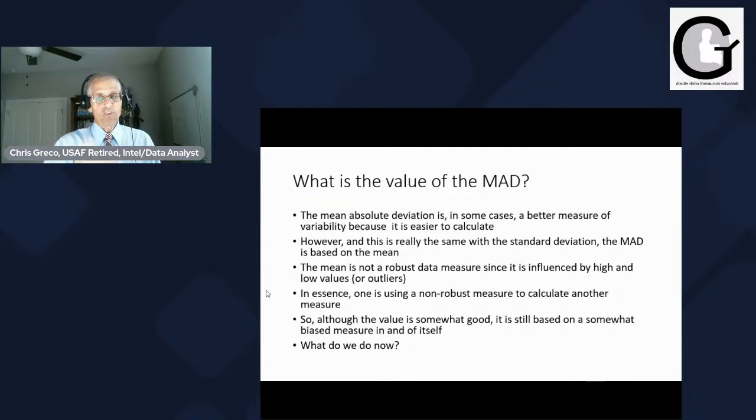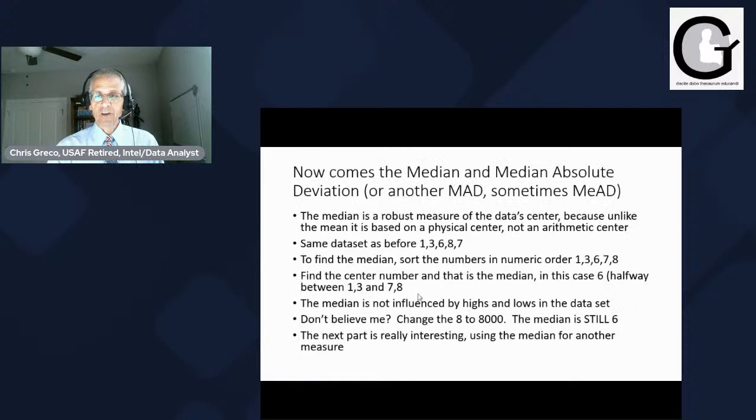So you sit back and you say, well, is there a robust measure that we can talk about? Is there something that's not skewed by high or low values that we could use to gain a good solid center of that data? So that's what we're talking about next. Now comes the median and what they call the median absolute deviation, or another MAD. Sometimes they use MAD for both of those. But what I do is I use MEAD, which is the median absolute deviation.